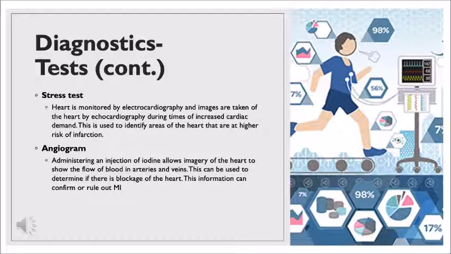The next exam is the angiogram. Administering an injection of iodine allows imagery of the heart to be taken, showing the flow of blood through arteries and veins. This can be used to determine if there are blockages in the heart, and with this information, we can confirm or rule out myocardial infarction.